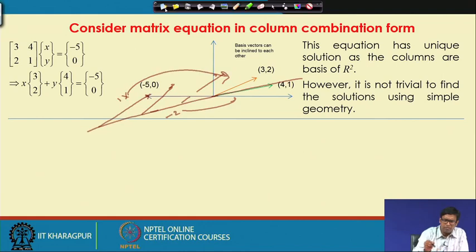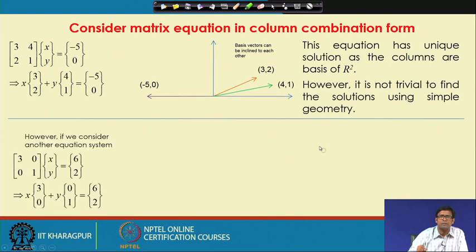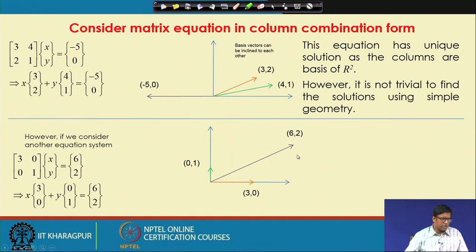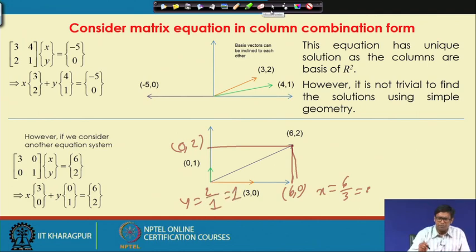However, if we have an equation where the columns are not inclined to each other, the columns are perpendicular to each other, for example the equation system 3 0 and 0 1, these columns are mutually orthogonal. The solution can be very easily found simply by projecting the B vector onto one column. So, this is 6 0, x will be 6 by 3 is equal to 2, and the remaining part we project onto the other column, this will be 0 2. So, y is equal to 2 by 1 is equal to 1 in this case.